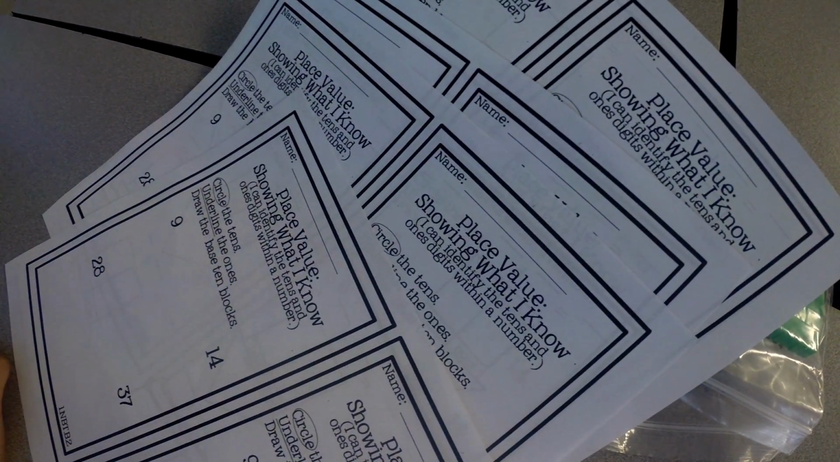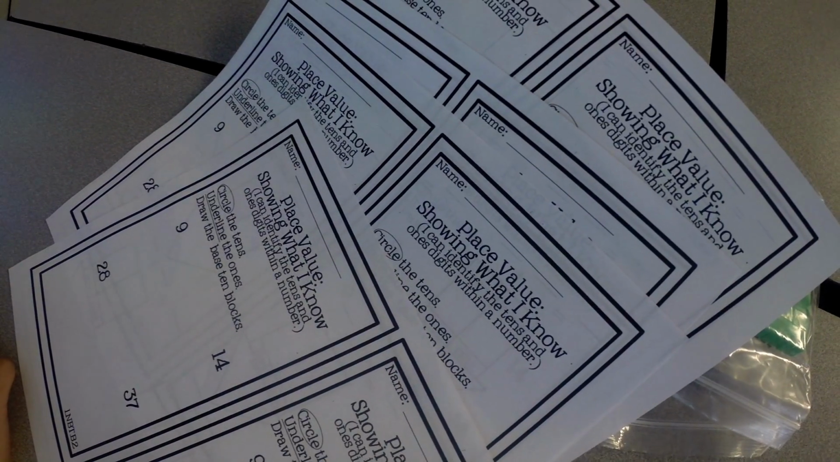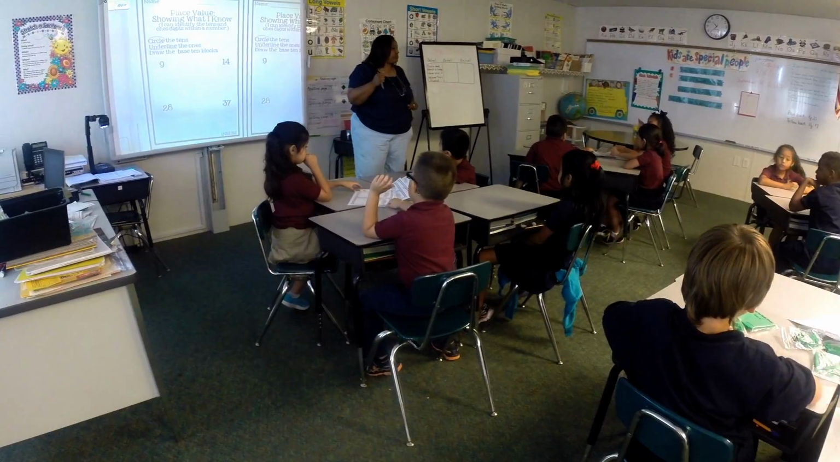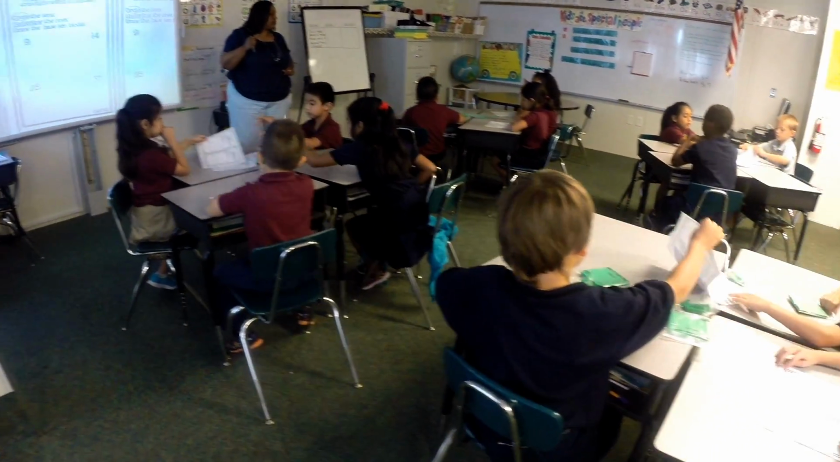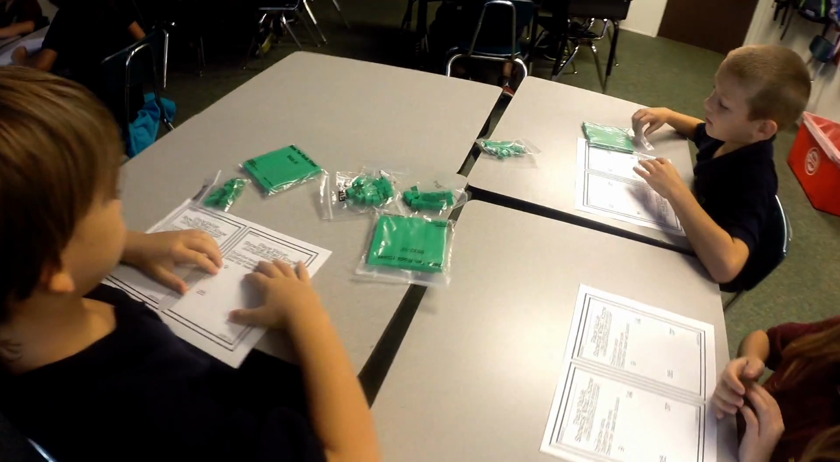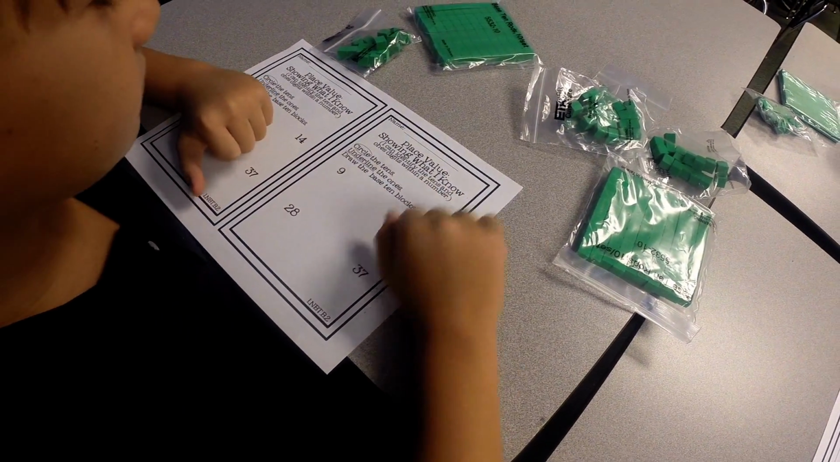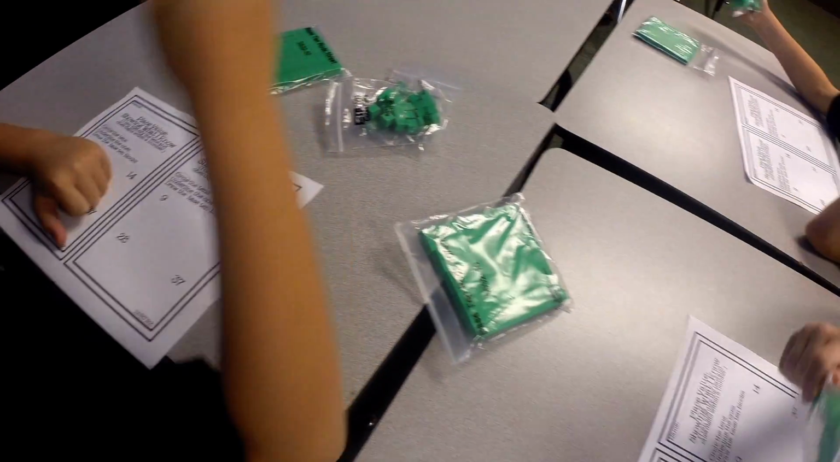Our first number, boys and girls, has 1 digit. This number is what, class? 9. So will you be using the 10s or will you be using the 1s to show 9? 1. All right, take your 1s blocks and show me the number 9.